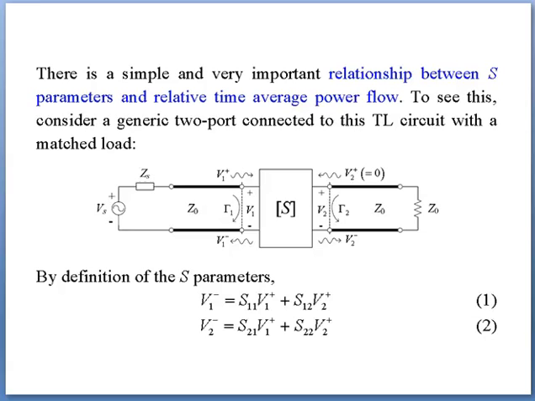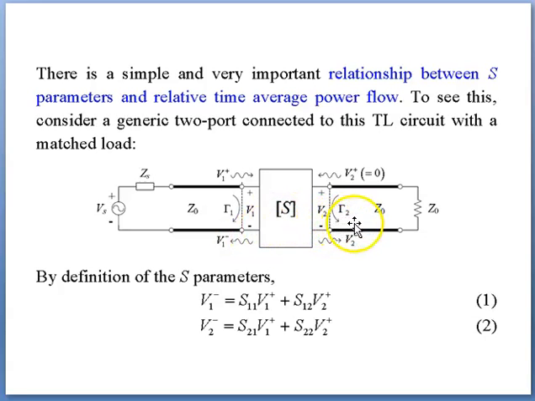Please refer to the figure. Here you have a two-port network connected to the transmission line circuit with a matched load. Here you will have the source, the voltage source and the source impedance. Here is port 1. You will have V1 plus and V1 minus. V1 plus is the incident wave, V1 minus is the reflected wave.